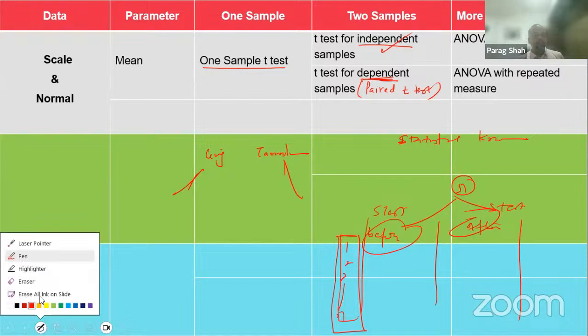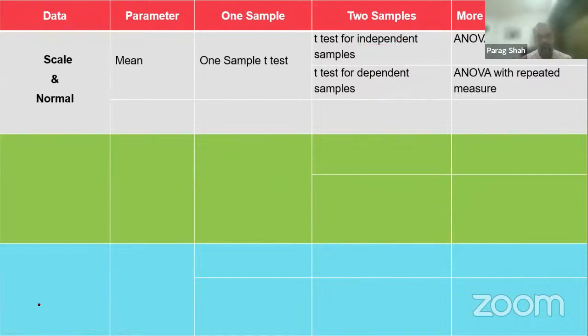Okay. Next, if it is more than two samples, and if we want to check the average, we have to go for ANOVA only.